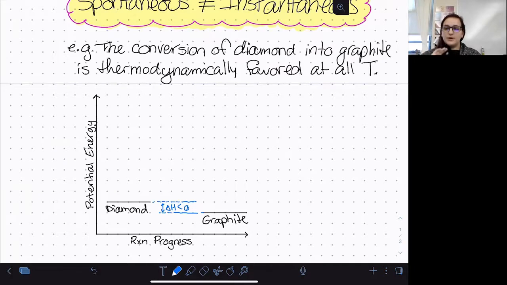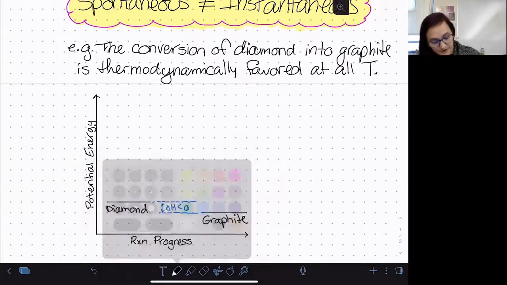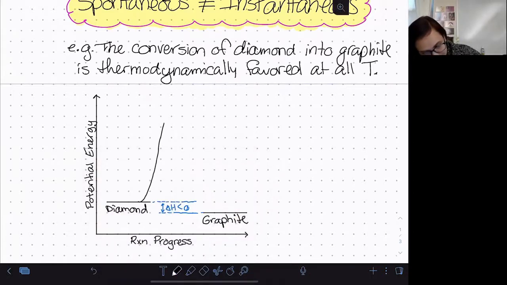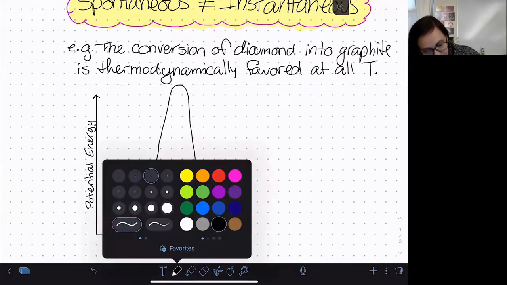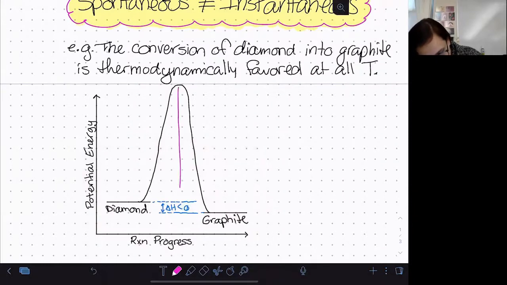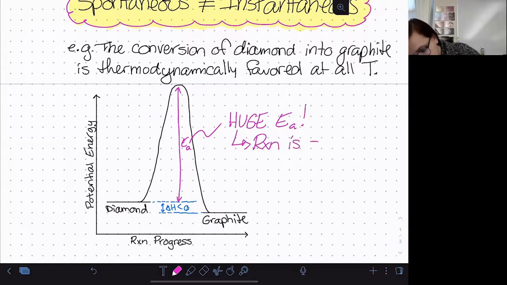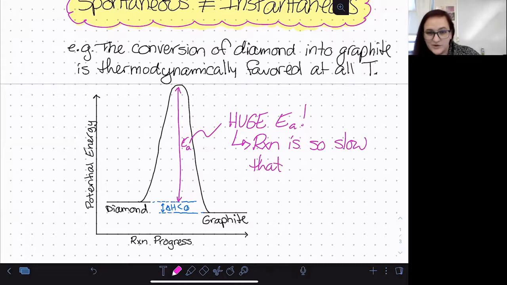So this process is thermodynamically favored under all conditions, but what the thermodynamics fails to show you is that the activation energy for this process is absolutely huge. So the activation energy for this is like off the charts massive. So this reaction is so slow that under any normal circumstances, it just doesn't happen.